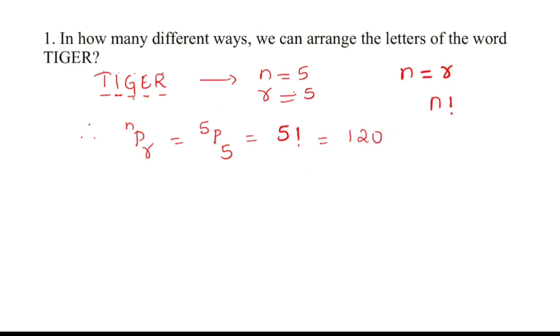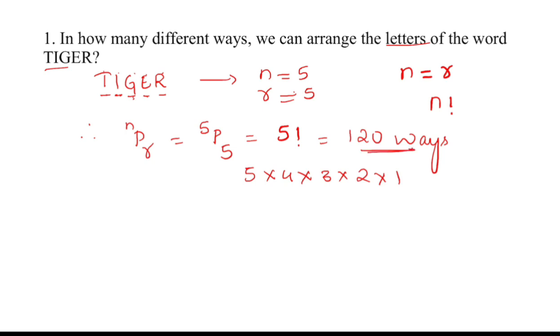So we should remember the factorial values at least till 7. We should remember till 7 factorial what the values are. So 5 factorial value is 120. You can check if you want: 5 into 4 into 3 into 2 into 1. So 3 2s are 6, 6 4s are 24, 24 5s are 120. So the letters of the word tiger can be arranged in 120 ways.